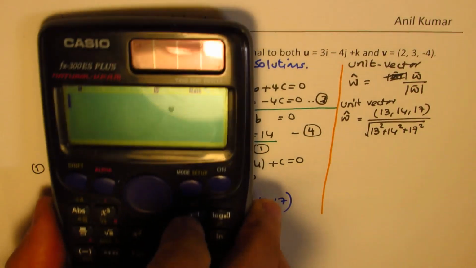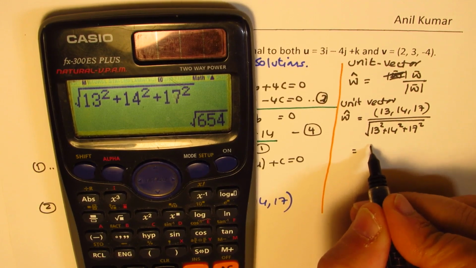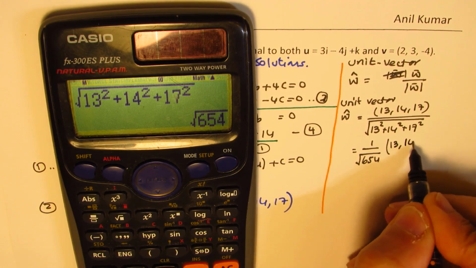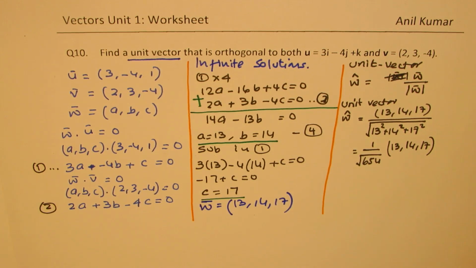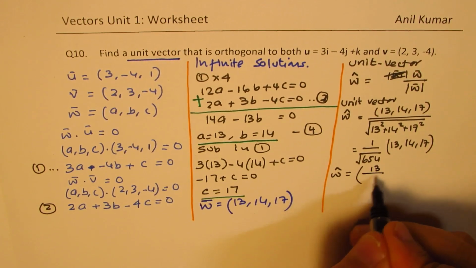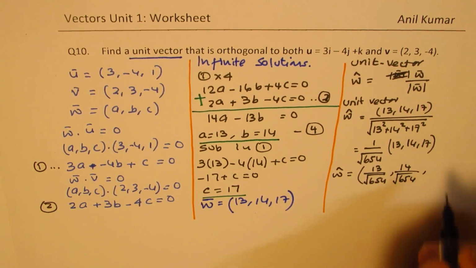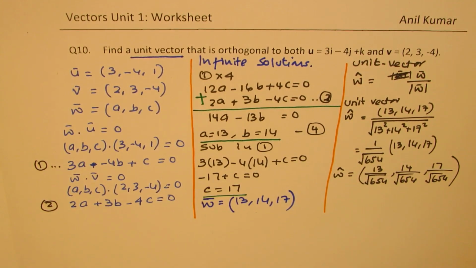Let's calculate this value. The square root of 13 squared plus 14 squared plus 17 squared is the square root of 654. So we have this as 1 over the square root of 654 times (13, 14, 17). Is that clear to you? That becomes our solution in this particular case. We can rewrite this unit vector as 13 over the square root of 654, 14 over the square root of 654, and 17 over the square root of 654. Does that make sense to you? That becomes our solution for the given question.